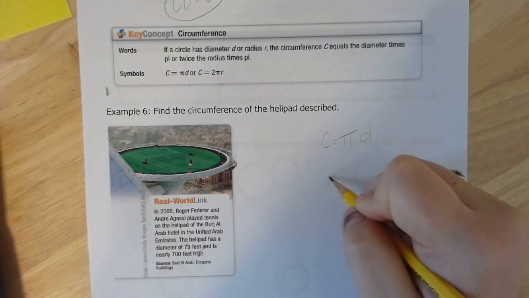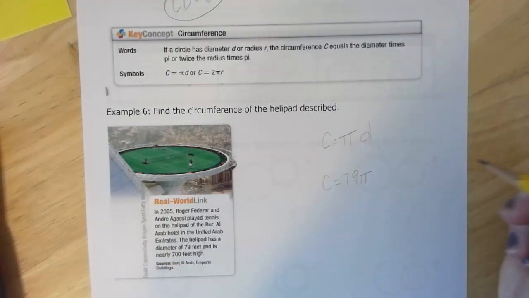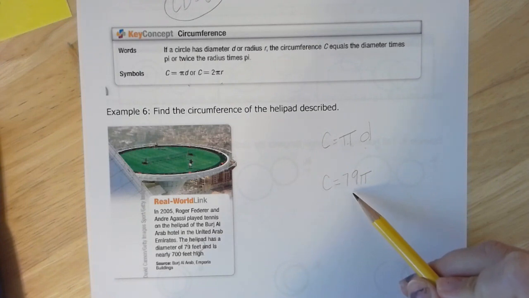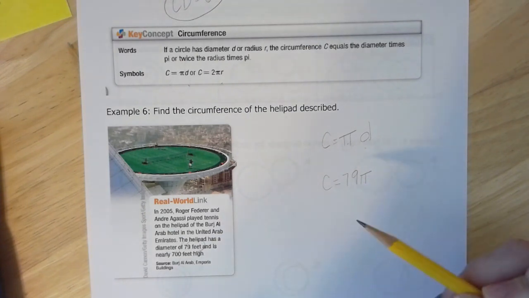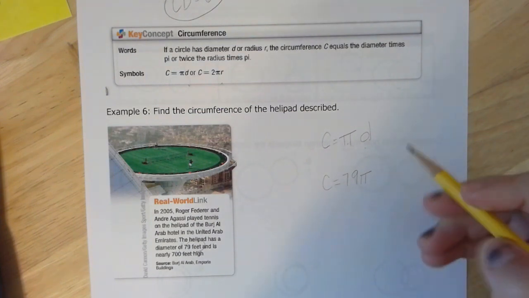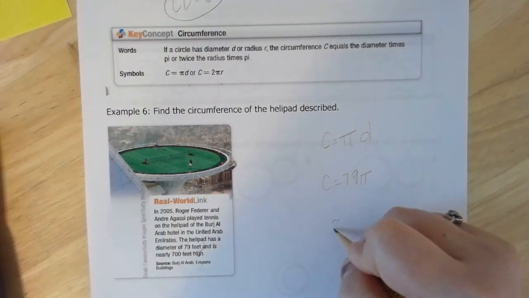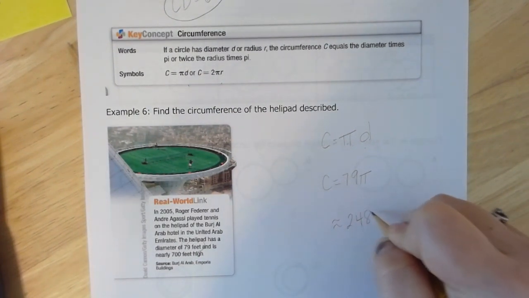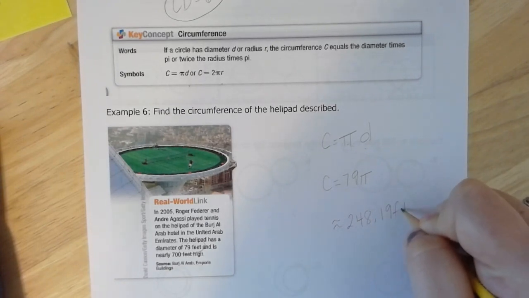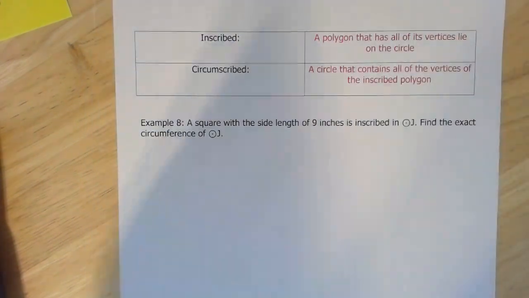Okay, you're just going to plug it in. C equals 79 times pi, diameter. Okay, you normally see it written like this just because it looks neater, nicer, cleaner, the normal way. Now plug this into your calculator. You must use the pi button in your calculator. So 79 pi, you get approximately 248.19 feet. That is my circumference of this helipad. All right, let's look at what's next.